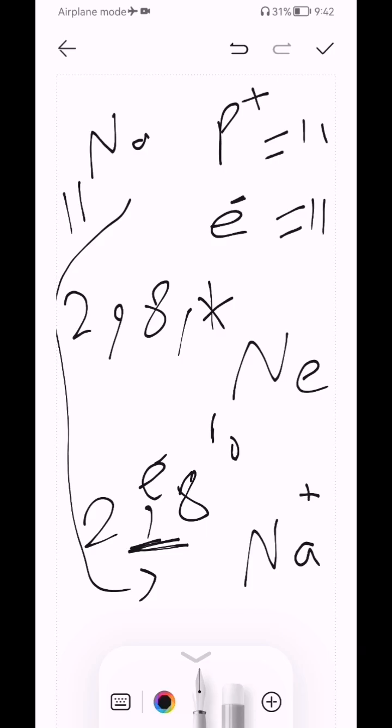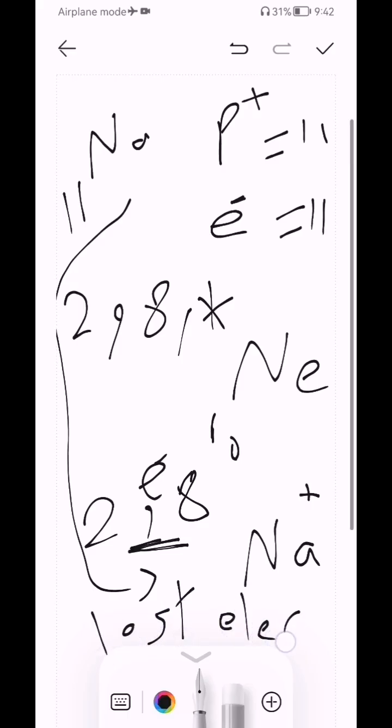And we will write the charge above it. The charge equals the number of lost electrons. So if the atom loses 1 electron, we put 1 positive. But if it loses 2 electrons, we put positive 2.